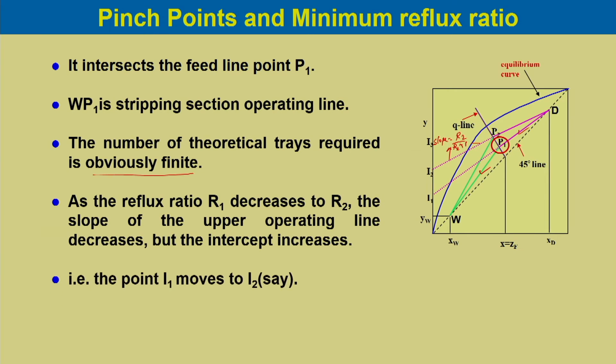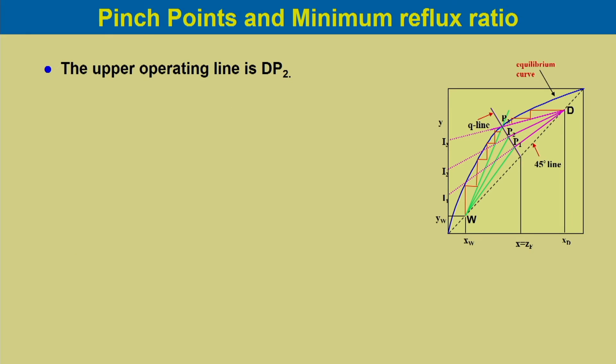So, the point I1 will move to I2, say I2 over here, having the intercept xd by R2 plus 1. Now, the upper operating line is dP2, that is intersecting with the feed line at P2 point over here. So, dP2 is the upper operating line or the enriching section operating line.